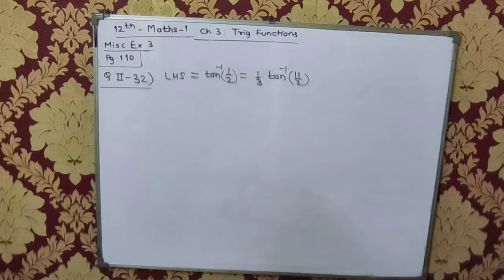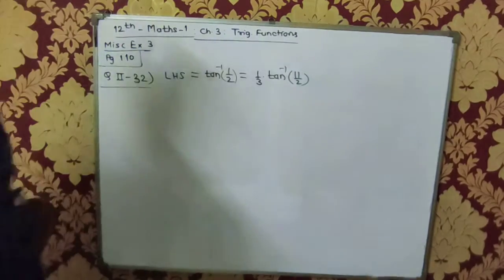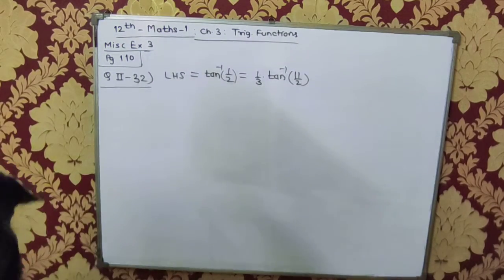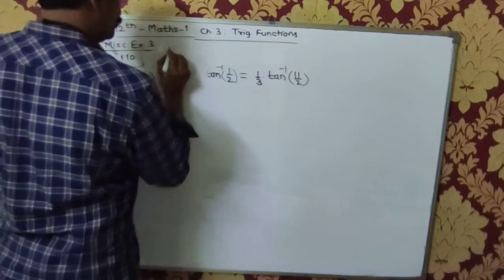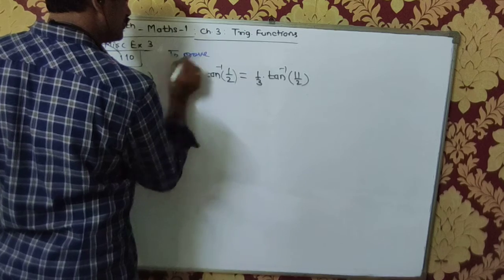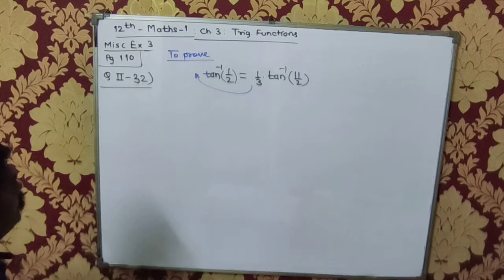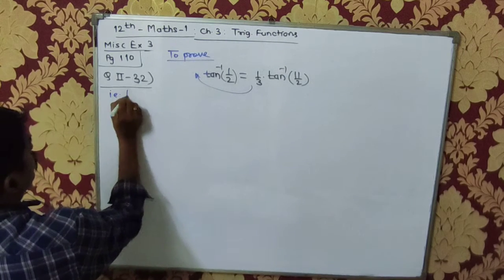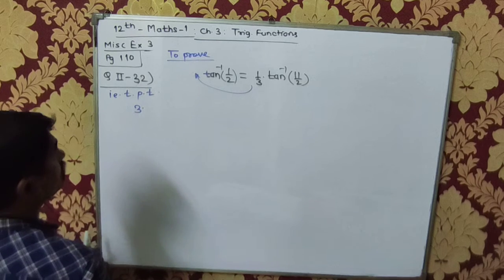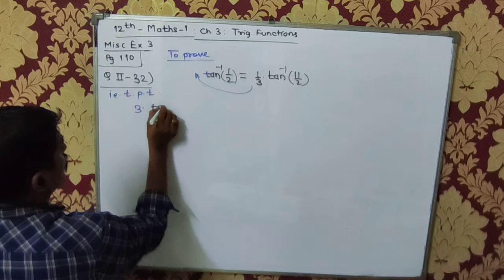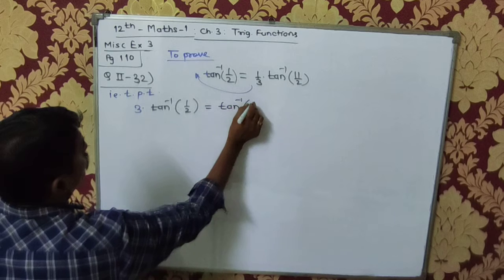Alright guys, we go for the next question now. Question number 32. This is the LHS: tan inverse of half is equal to 1/3 tan inverse of 11/2. What will we do here? I have to prove this. To prove this, I'll transfer 3 here. So that is to prove that 3 times tan inverse of half is equal to tan inverse of 11/2.